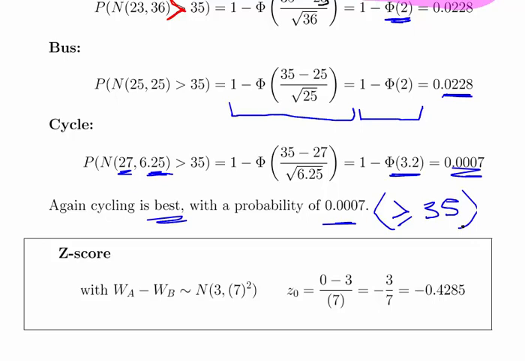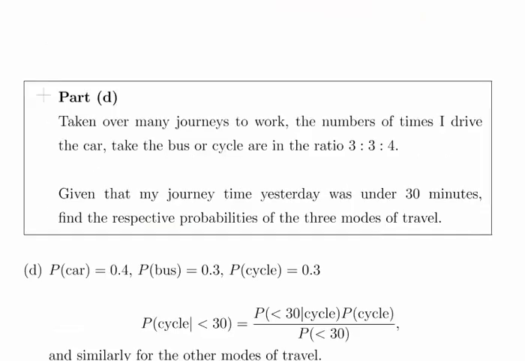Okay, so the next part is as follows. I think this z-score is the difference between journeys, so this part here comes as part of part D. Okay, let's have a look. Taking over many journeys, the number of times I drive the car, take the bus and cycle are 3, 3 and 4. Given that my journey time yesterday was under 30 minutes, find the respective probability of each of the 3 modes of transport.